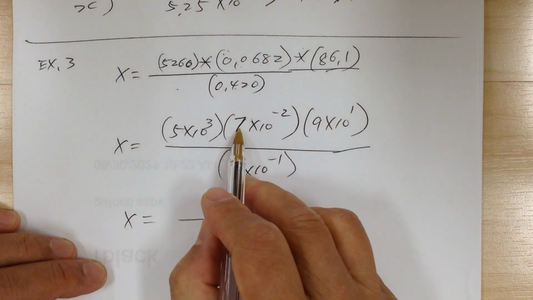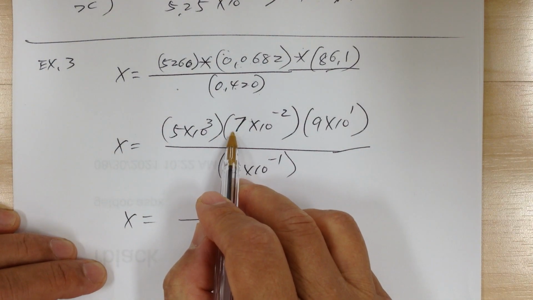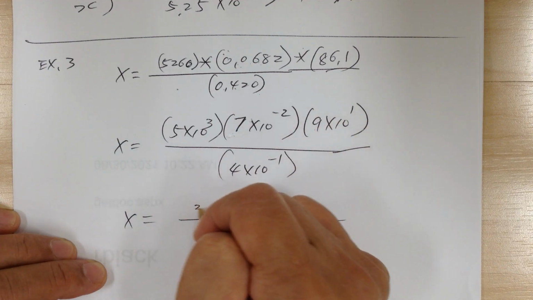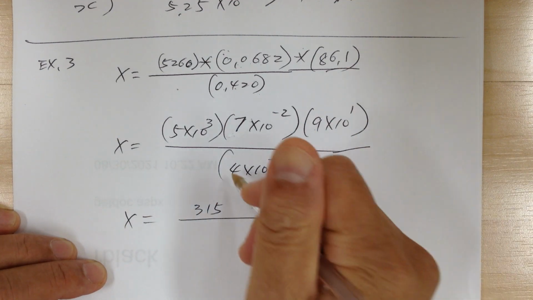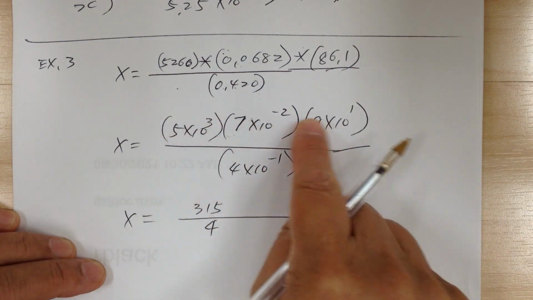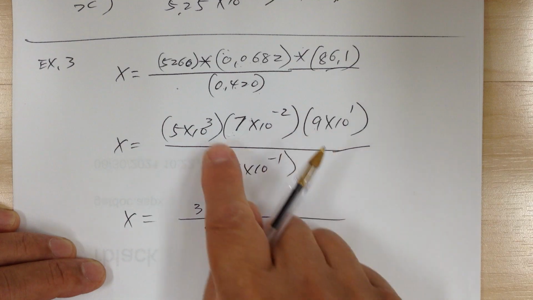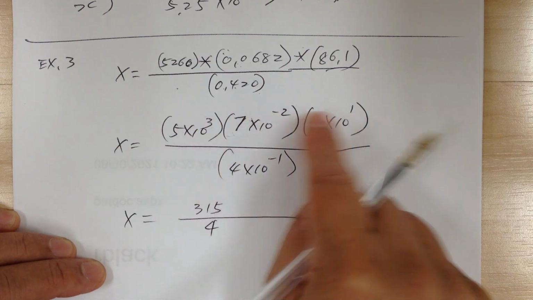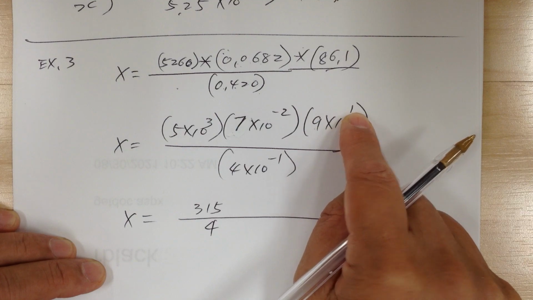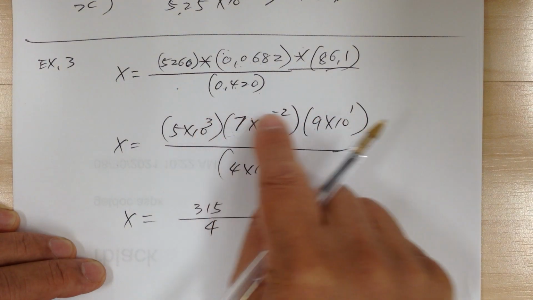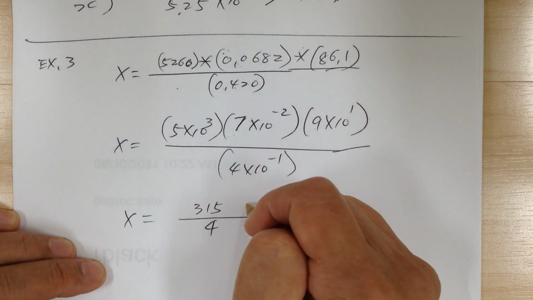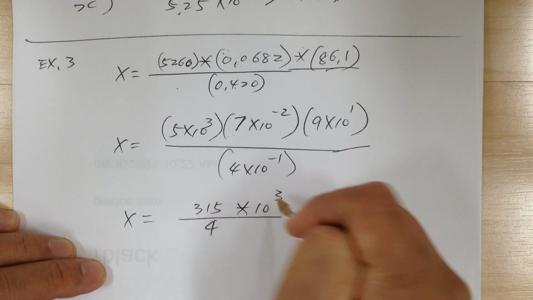So 5 times 7 is 35 times 9 will give you 315, and over 4. That takes care of the coefficient, and then the exponent. When you multiply, you add, right? So this plus that will give you 2, and when you divide, you subtract. 2 minus negative 1 will give you 3. So it'll be times 10 to the 3.